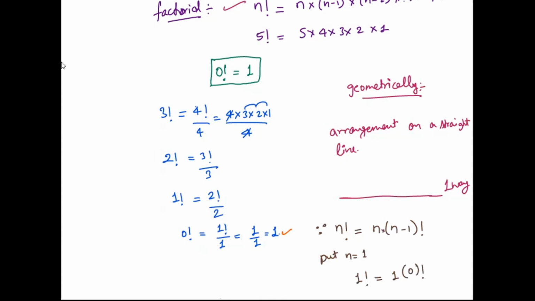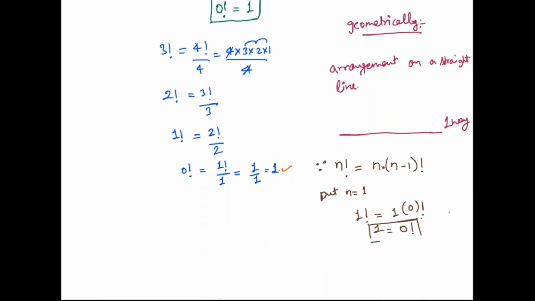So 1 times anything is what? The number remains the same. So the right hand side is 0 factorial, and we know that the LHS, 1 factorial, is 1. So we could prove it this way as well. That is the reason 0 factorial is equal to 1. I hope the geometrical meaning of this is clear.